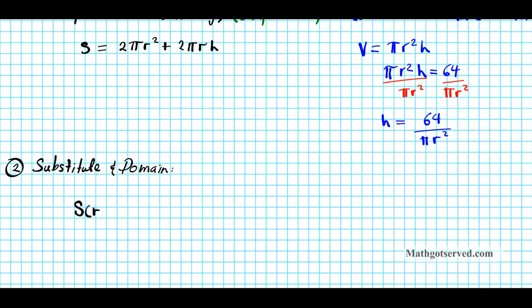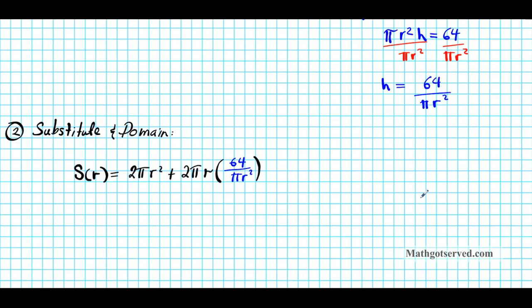The surface area as a function of r is now going to be 2 pi r squared plus 2 pi r. Now instead of h, we're going to substitute the value of h that's written in terms of r here, which is 64 over pi r squared. Okay, 64 over pi r squared. So now we have this one variable function in terms of one variable that is easy to differentiate.